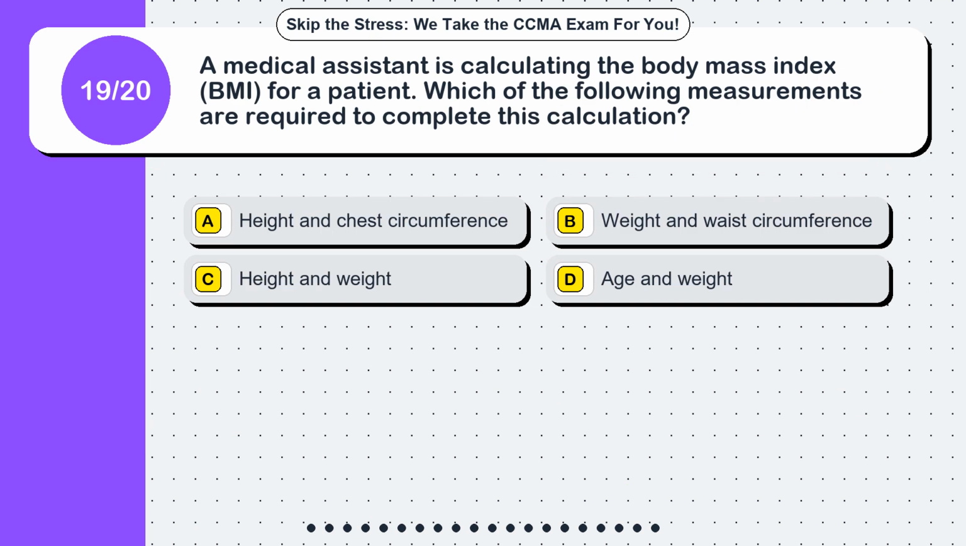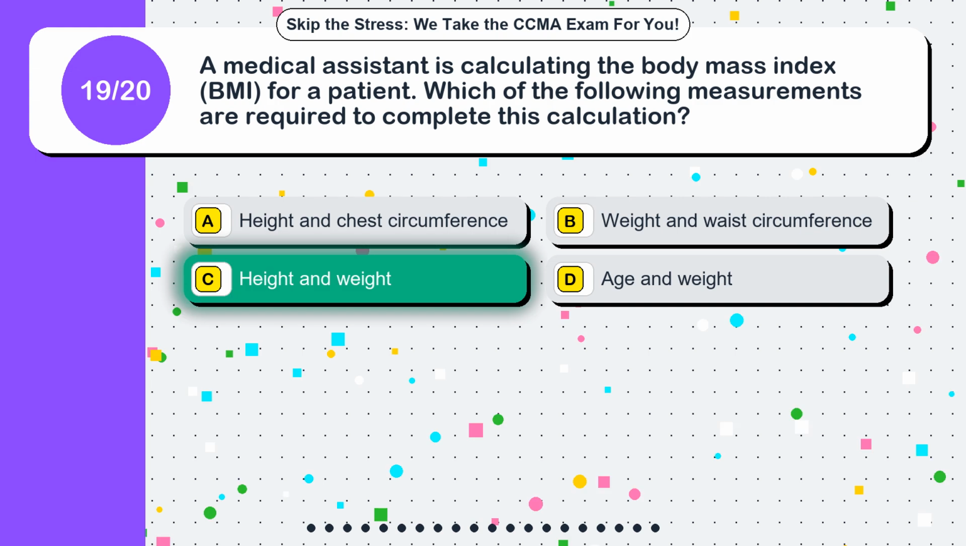Question 19. A medical assistant is calculating the body mass index, BMI, for a patient. Which of the following measurements are required to complete this calculation? Option A: Height and chest circumference. Option B: Weight and waist circumference. Option C: Height and weight. Option D: Age and weight. The correct answer is option C, height and weight.